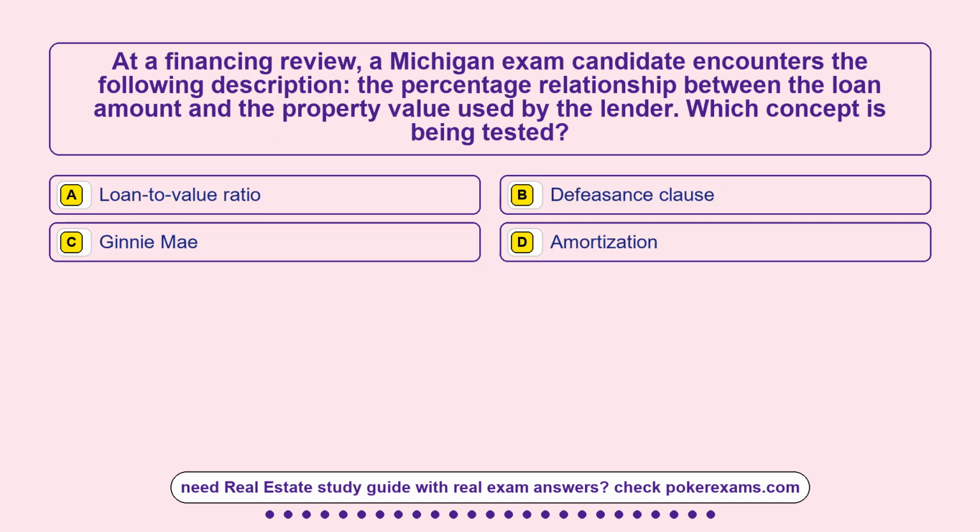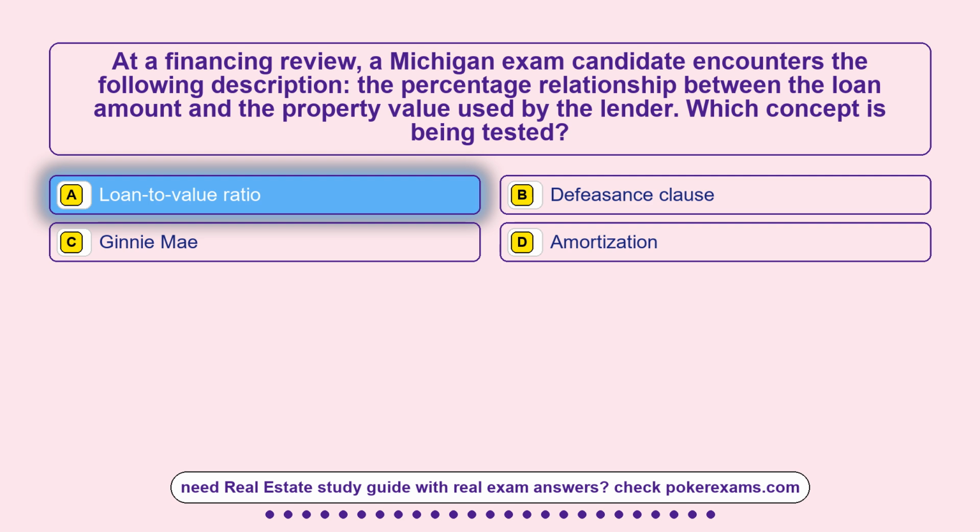Question 2. At a financing review, a Michigan exam candidate encounters the following description: the percentage relationship between the loan amount and the property value used by the lender. Which concept is being tested? Option A. Loan-to-value ratio. Option B. Defeasance clause. Option C. Ginnie Mae. Option D. Amortization. The correct answer is option A.